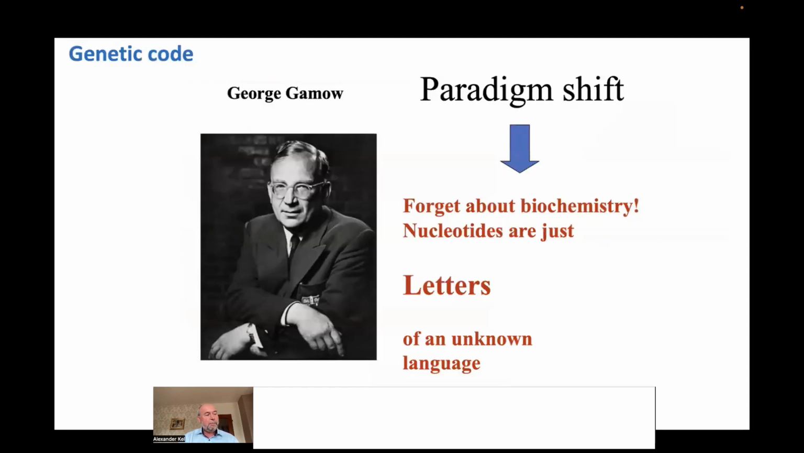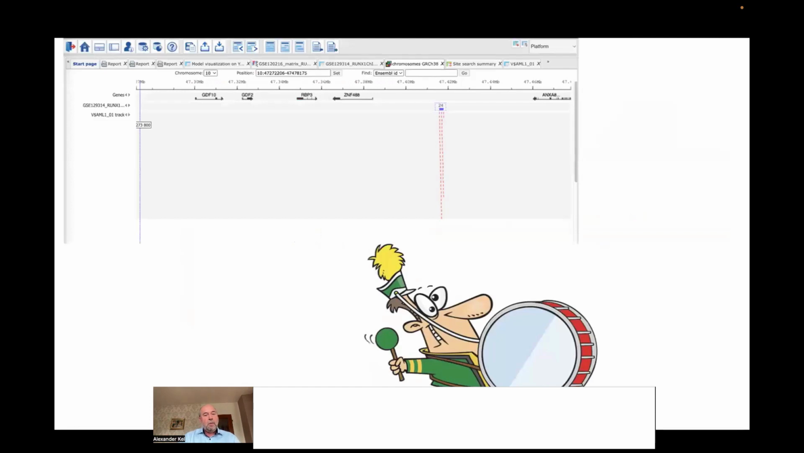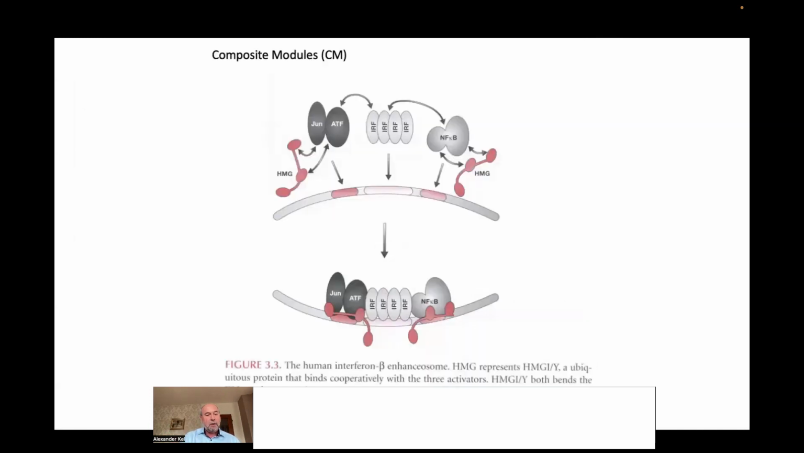And here we see a paradigm shift, like when the genetic code was discovered after George Gamow said, forget about biochemistry. All these nucleotides are just letters, and it is a text, and we have to find the language of that text. So here we can say, forget about letters. It's not a text, it's music, and it goes in parallel. And that's maybe the main principle of the genetic code. And what are these huge peaks? This is not music. It's like a big drum, which we listen to and hear in the first place, and we see it's the most important thing, but it's just a drum. It's simply too loud. And you have to really tune back and see your music.